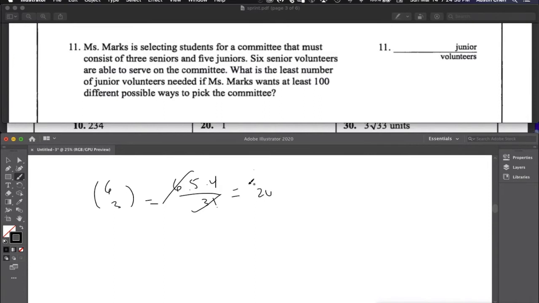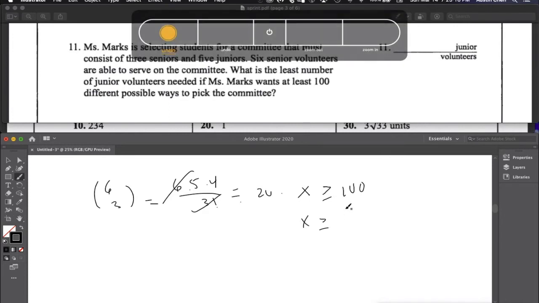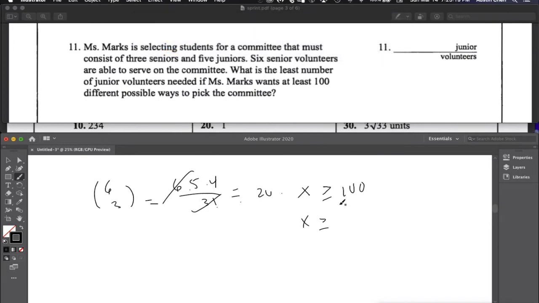So we have 20 ways to choose our seniors, and the number of ways to pick the whole committee is going to be the number of ways we can choose our seniors times the number of ways we can choose our juniors. That's going to be the total number of ways you can pick the whole committee, right? And let's just say X is the number of ways we can pick our juniors. So then we're saying 20 times X has to be greater than or equal to 100, so X is greater than or equal to 100 over 20, which is 5.